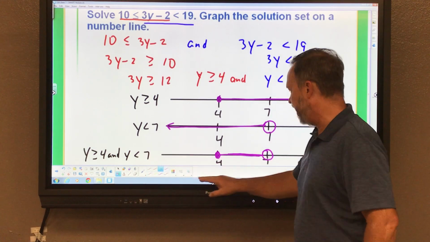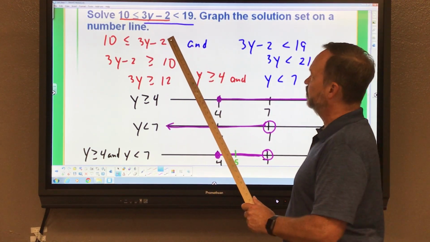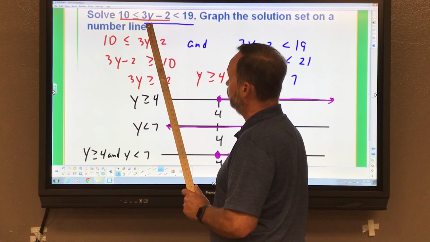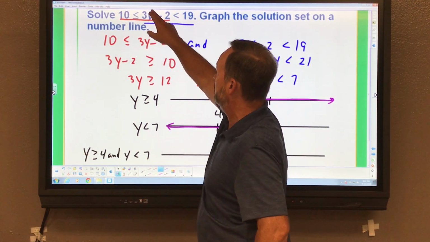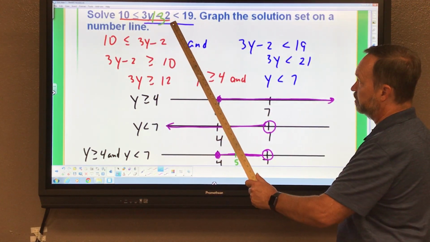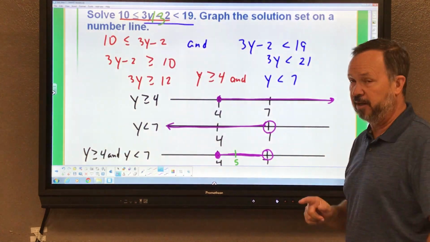So if I pick a number here, like 5, okay? I'm just going to pick a 5 right here, just to check. So if I put 5 in here, what is 3 times 5? 15. What is 15 minus 2? 13. Look at that and see if it's true. Is 10 smaller than 13 and 13 smaller than 19? Yes. It's a beautiful thing. Math is great.